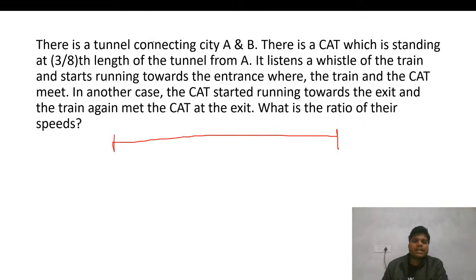Okay, there is a tunnel connecting A and B. These are classic questions, and on these, questions have been made again and again. There is a cat which is standing at 3/8 of the length of the tunnel. So suppose the length of the tunnel is 8x. So 3/8 of this will be 3x.